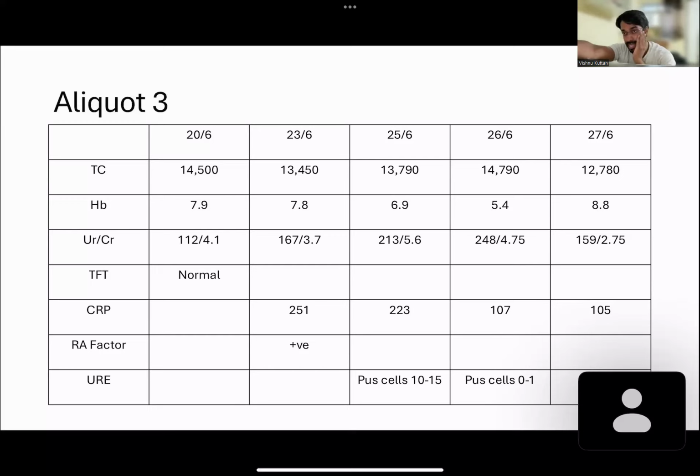CRP was insanely raised, but at least on a reducing trend. They did an RA factor for him. Don't know why, but it turned out to be positive. A urine routine suspiciously found some pus cells, 10 to 15. And in this particular urine routine, epithelial cells were almost 0. The number of pus cells on the very next day's urine routine was 0 to 1, which questions whether the patient did in fact have some sort of a UTI.